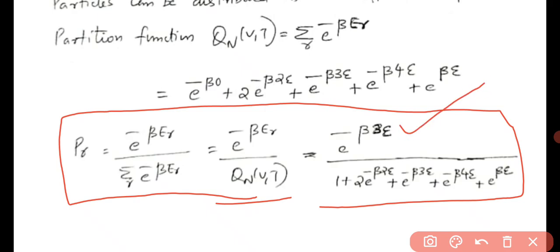And this is the probability we substitute in the formula. We are calculating the probability for the system to be in the state of energy 3 epsilon. Okay, so as you divide it by the partition function, you get this. So this is the probability.